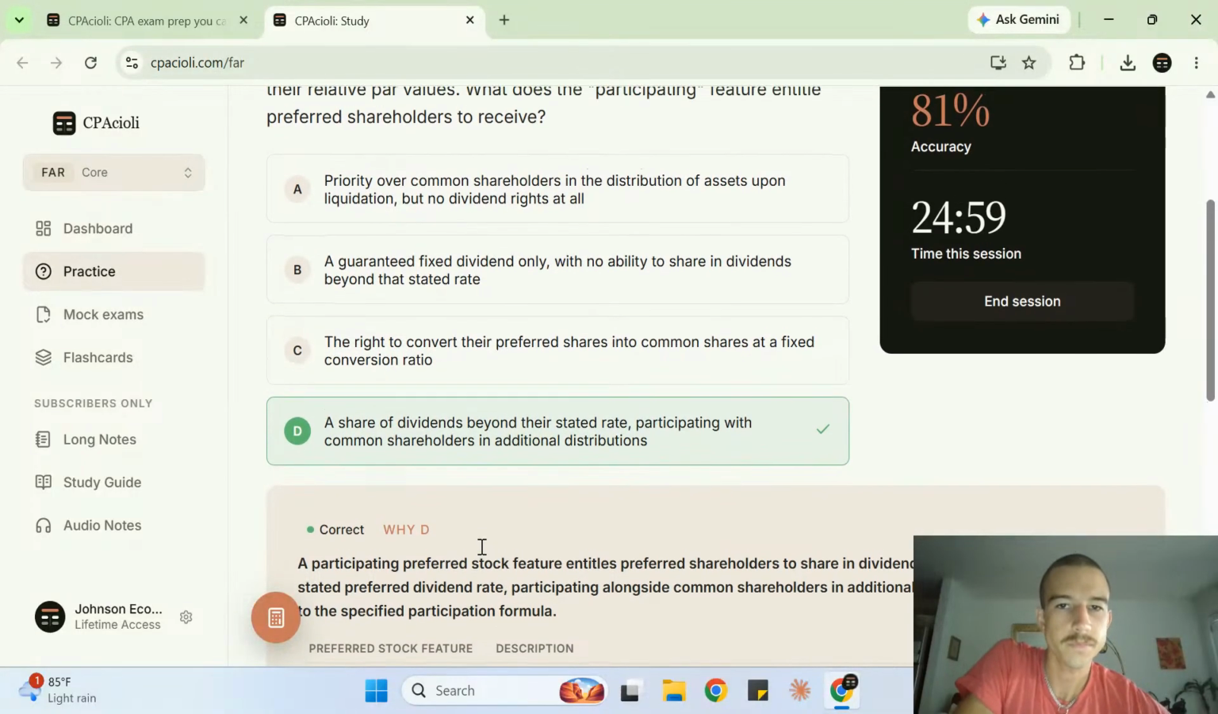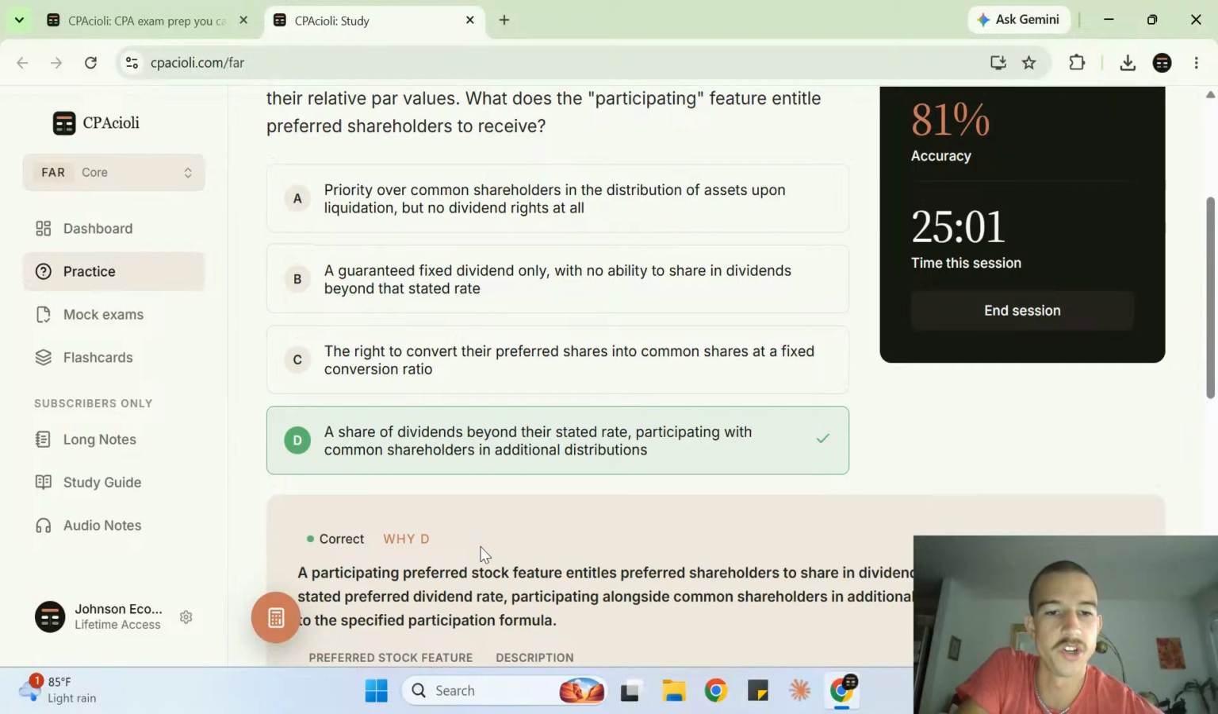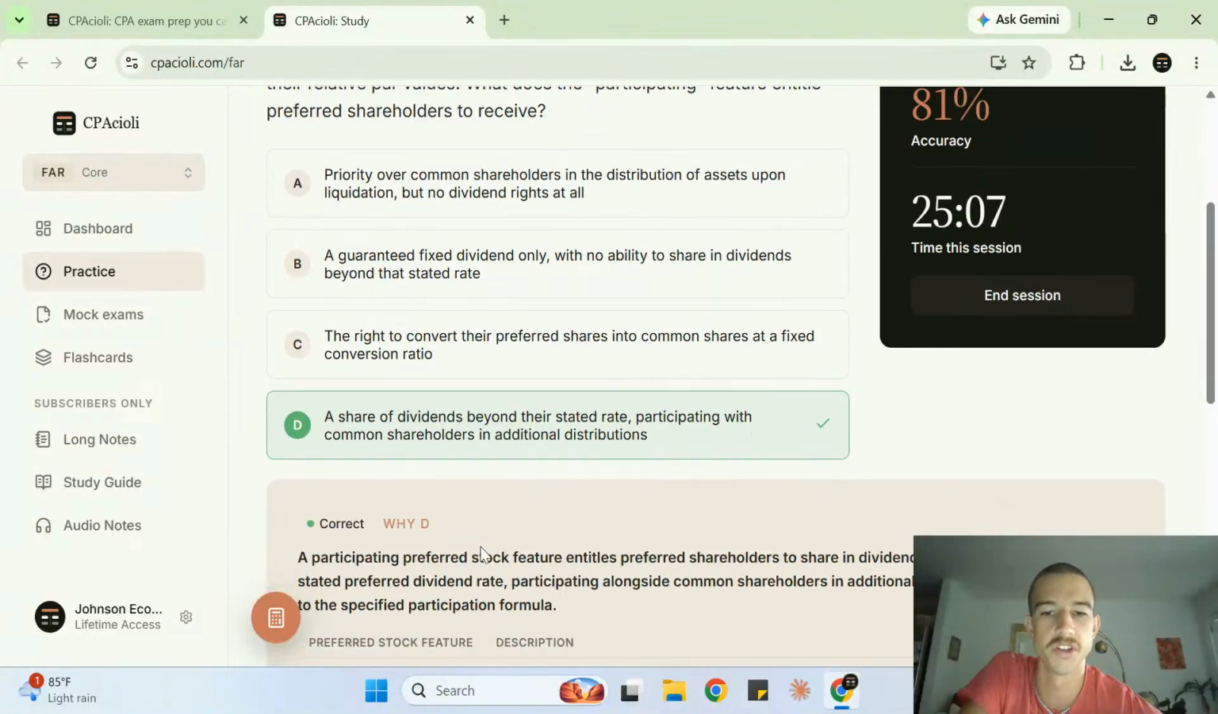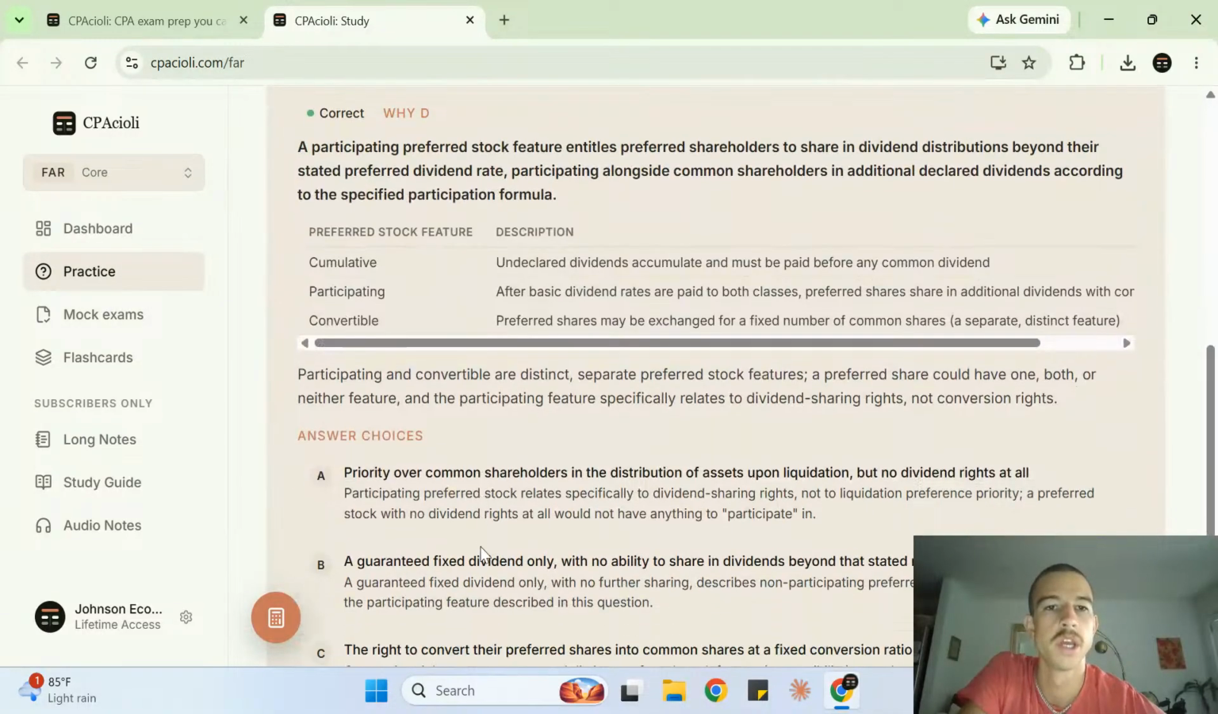Okay. So participating feature is a share of dividends beyond their stated rate, participating with common shareholders in additional distributions. A participating preferred stock feature entitles preferred shareholders to share in dividend distributions beyond their stated preferred dividend rate, participating alongside common shareholders in additional declared dividends according to the specified participation formula.